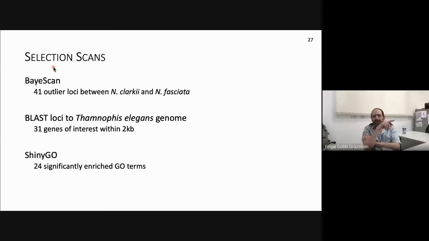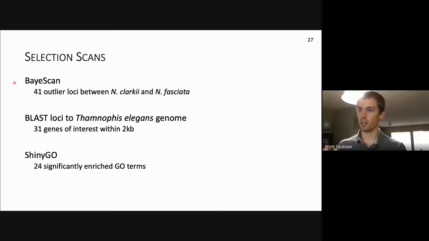But why are you missing loci, like 41 outlier loci, 31 that you blasted, and 24? So they're not going to be essentially a one-to-one relationship. Some of the things that we blasted didn't match any genes. They blasted to some random location in the genome, but there were no genes within 2 kilobases.